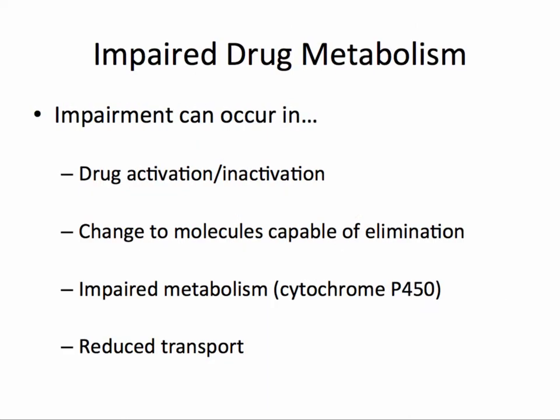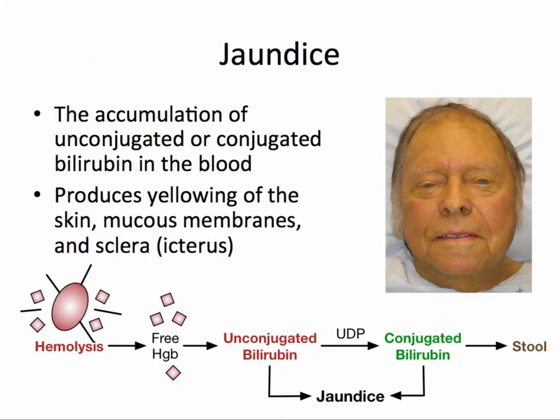Impairment in drug metabolism can occur in drug activation or inactivation, a change to the molecules capable of elimination, impaired metabolism in terms of the cytochrome P450 pathway, and reduced transport. Jaundice is the accumulation of unconjugated or conjugated bilirubin in the blood. This produces a yellowing of the skin, mucous membranes, and sclera, properly termed icterus.